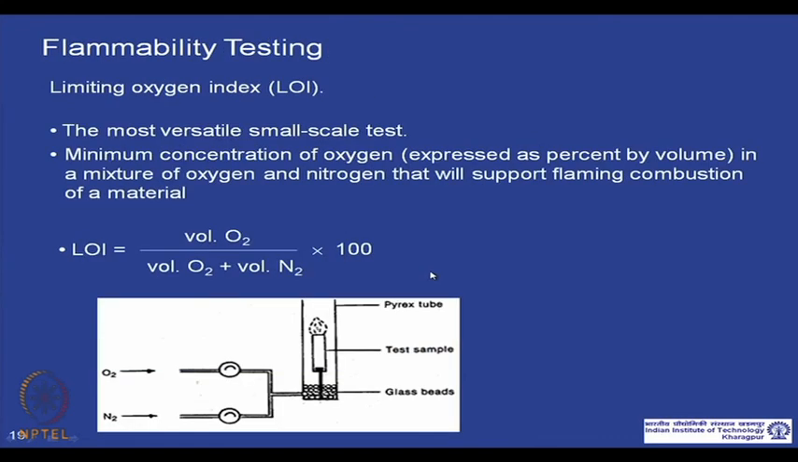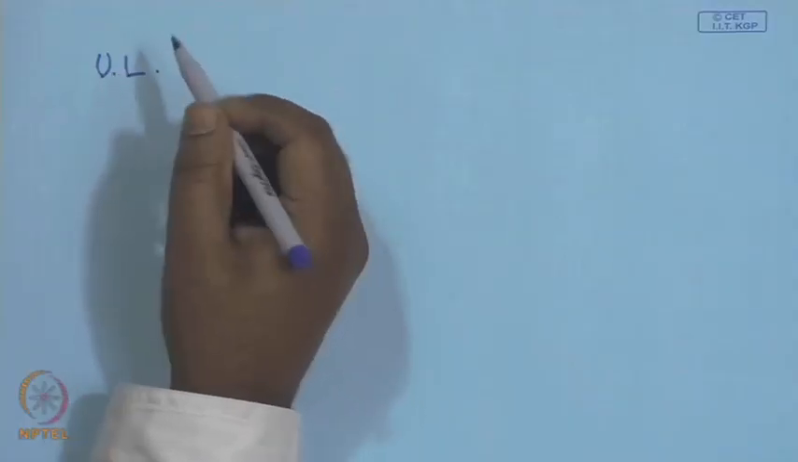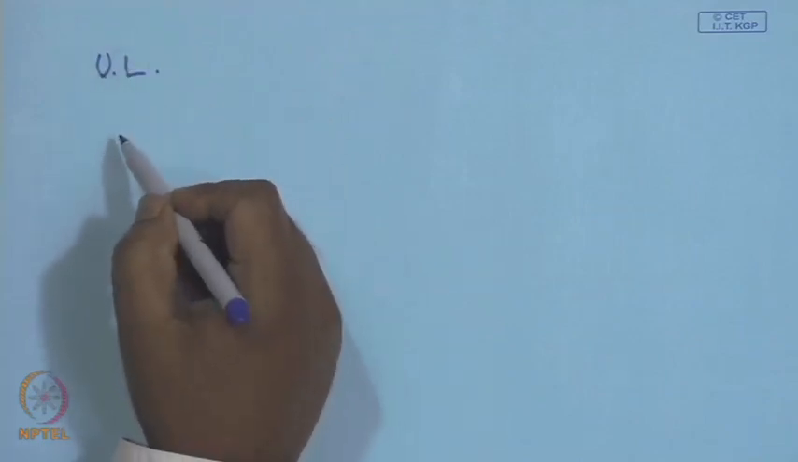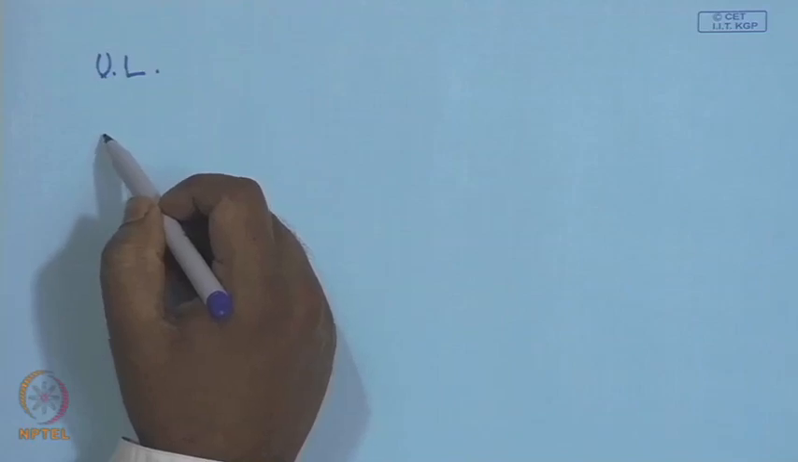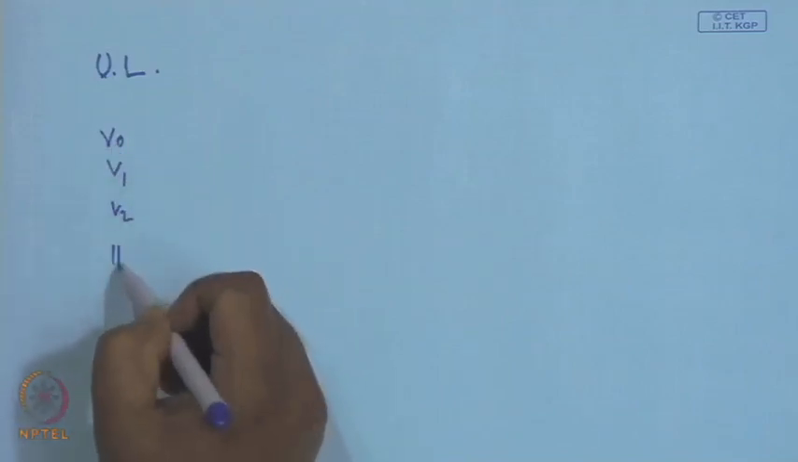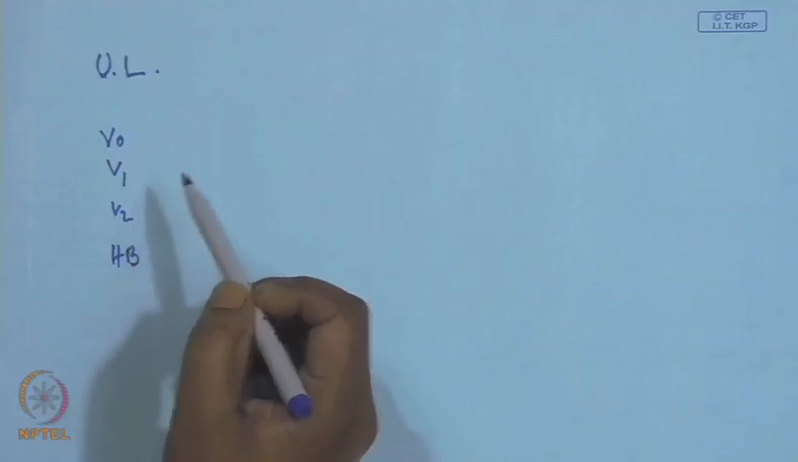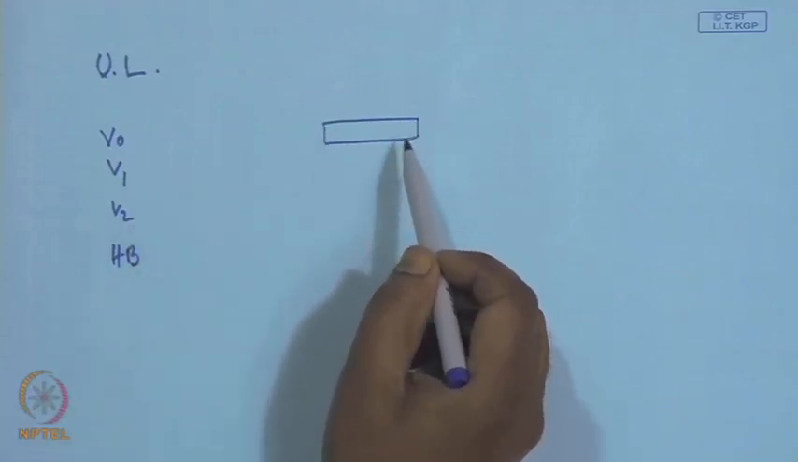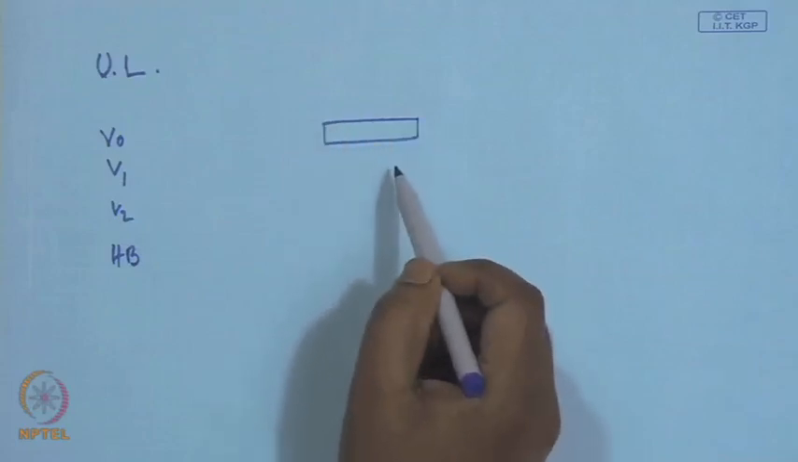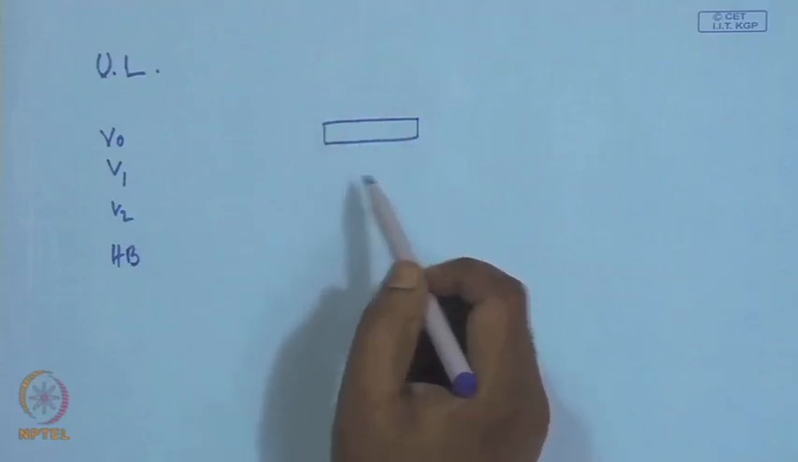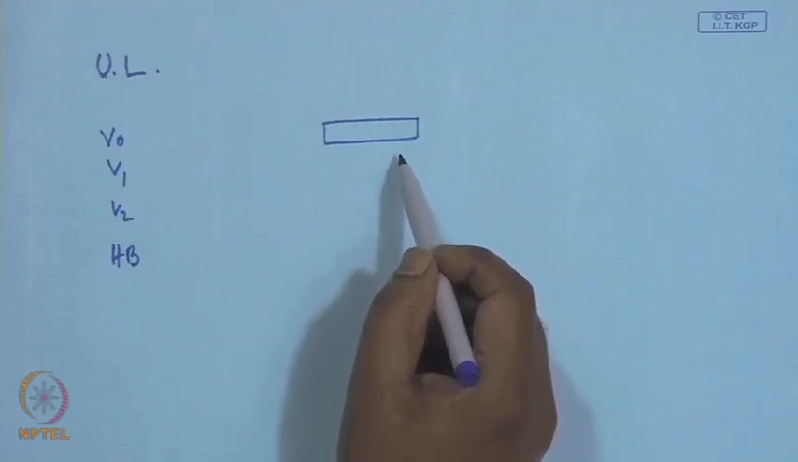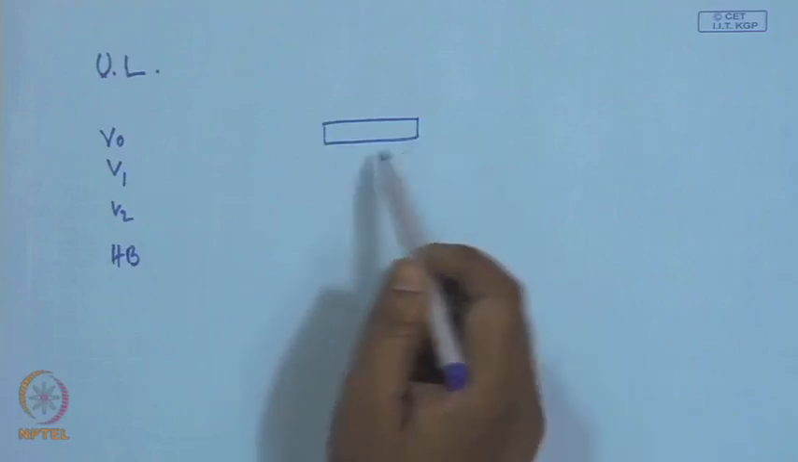Now, other tests are also done in real applications, guided by UL laboratories, which give different ratings like V0, V1, V2, HB and so on. In this case, they specify the geometry of the sample, and these tests are very difficult to carry out repeatedly; only trained and certified persons actually do the test for comparing materials or giving the rating.